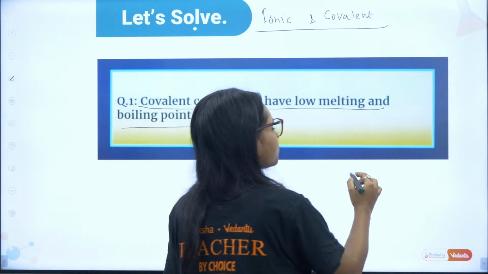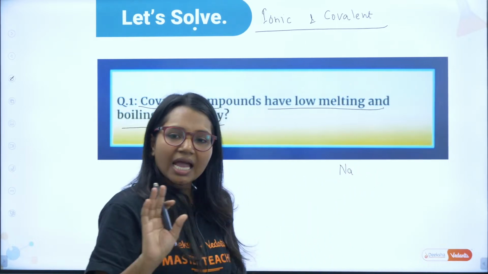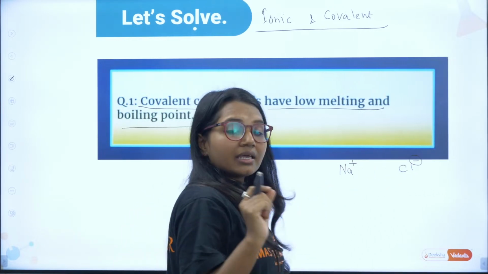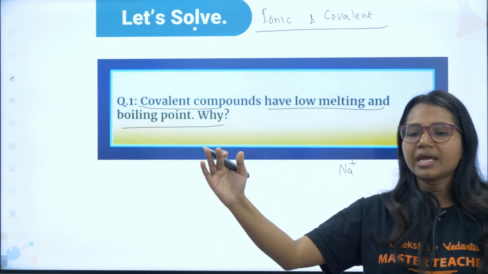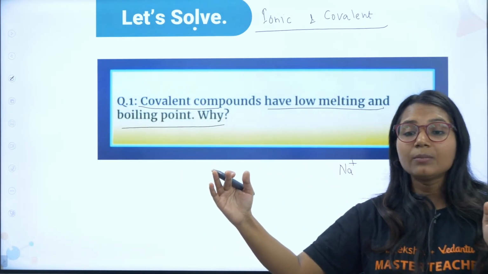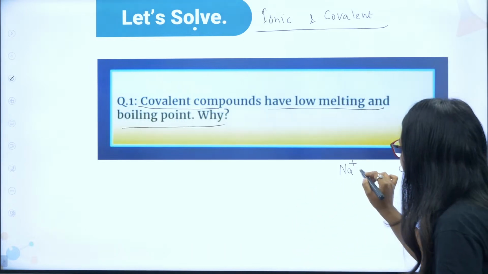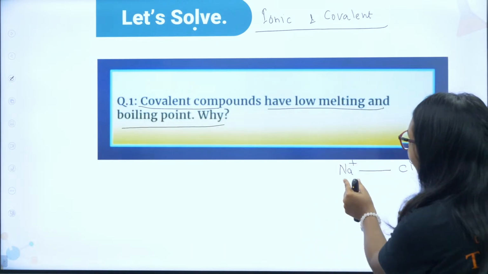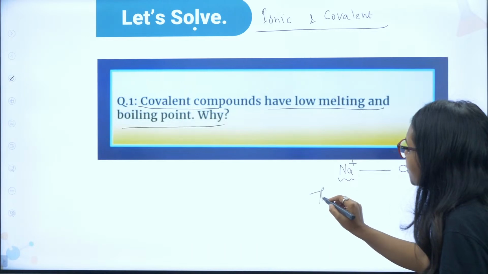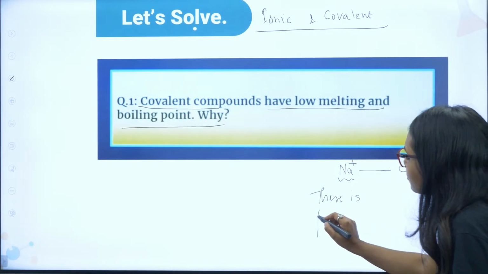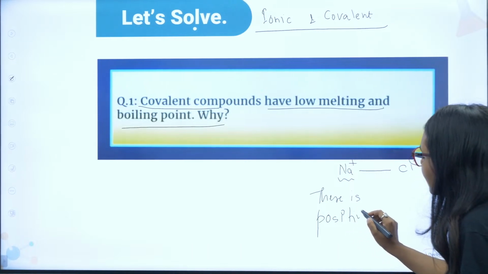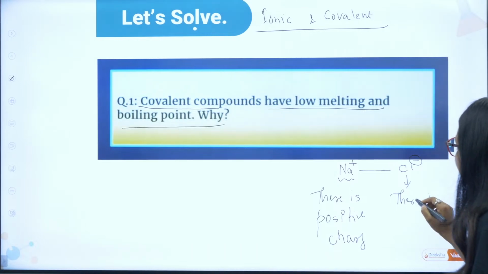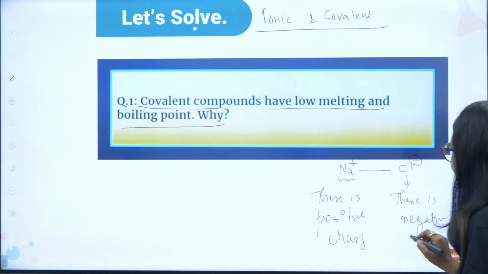Now understand here. When we make an ionic compound, it is formed between two charges. Can you tell me what happens between positive and negative? Positive and negative attract strongly. Now, why in an ionic compound is there a clear charge? There is a positive charge here and a negative charge here. Complete charge is there.